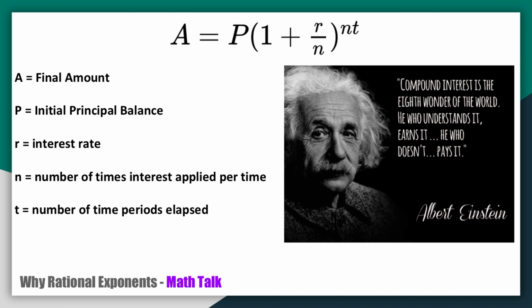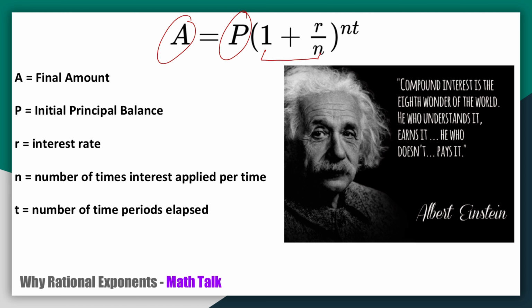So, how do rational exponents fit into this equation? So A is our final amount. P is the initial balance, so that'd be like the cost of the house. And then you would take 1 plus R over N, which is the interest rate over the number of times the interest is applied per time, and then the time elapsed. Now, the number of times interest is applied per time, that's where you hear annually, monthly, and generally mortgages are compounded annually. So that number would end up being a 1, simply because you would compound it once every year.